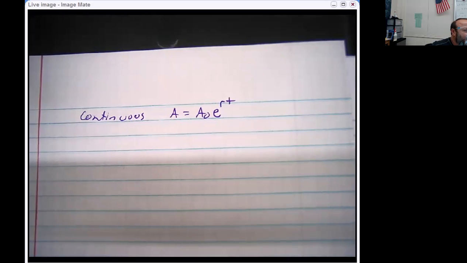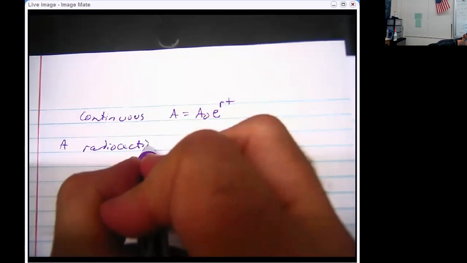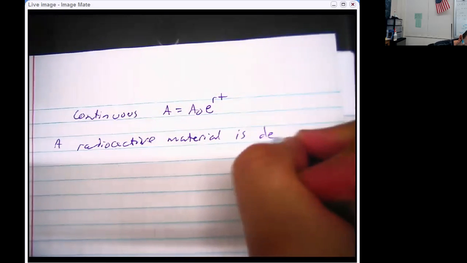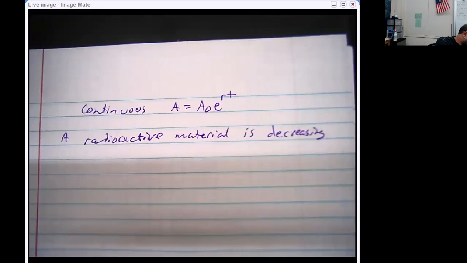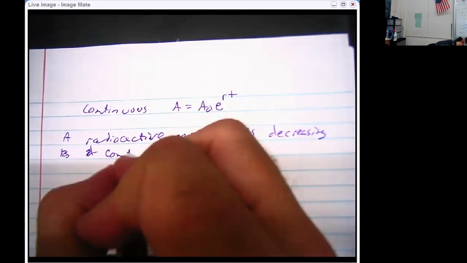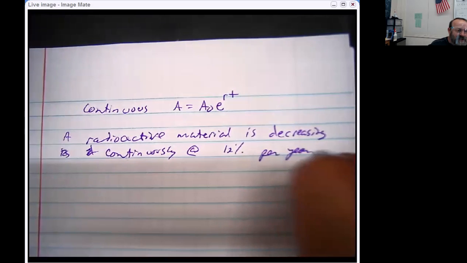It actually did, but the reality is the scientist wasn't there to study it continuously. The scientist was looking at it and says, well, I look here, and then a year later I looked again. It was continuous, but I modeled it another way. So here's what we're going to do. So let's say we have a radioactive material of some sort, and it is decreasing, because radioactive material is always in that state of decreasing, unless you did something really sophisticated, some enriching thing that's really hard to do. It is decreasing continuously at 12% per year. Now, that's kind of how they do this kind of stuff.